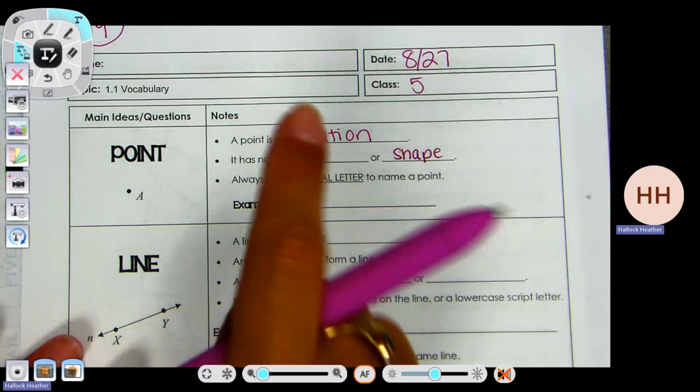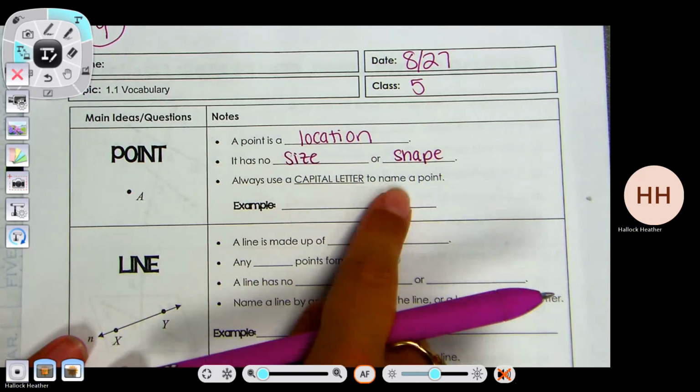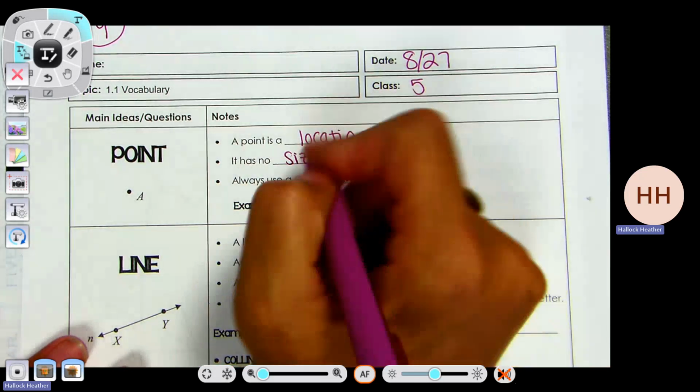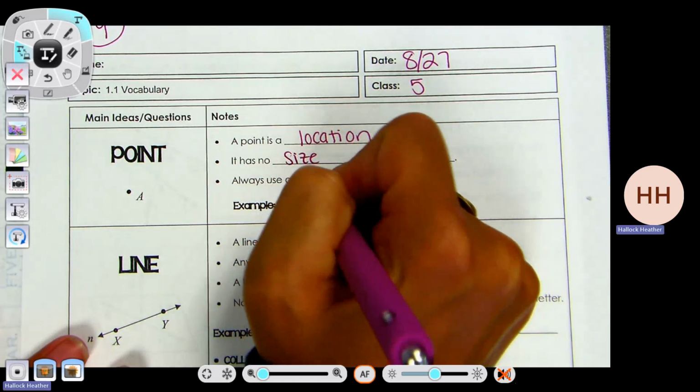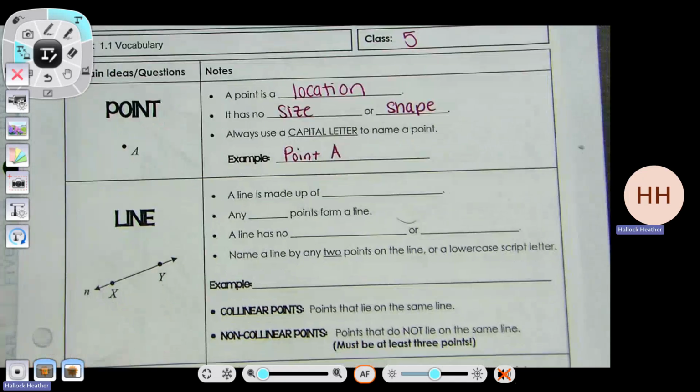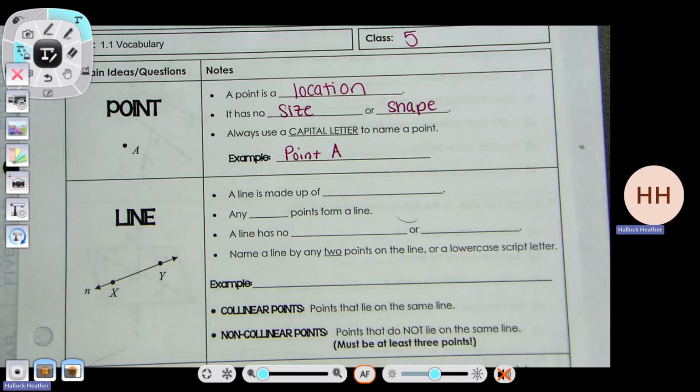Okay, so you always have to use a capital letter when you're naming a point. For example, we're gonna name it point A. And that is it. Okay, let's make it a little harder. For a line.